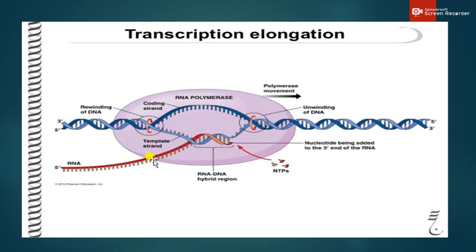RNA is being synthesized, and it mainly happens on the template strand. RNA synthesis happens in the 5' to 3' direction, and you can find an RNA-DNA hybrid being formed in between also. And the nucleotides are being added to the 3' end of the RNA.